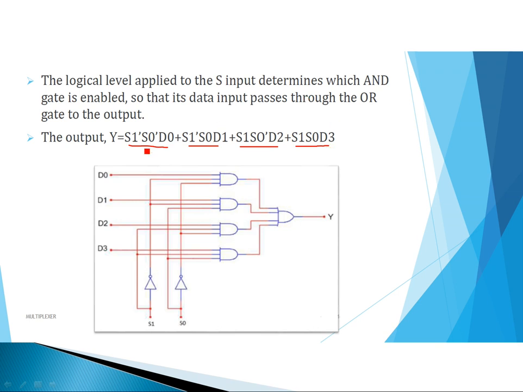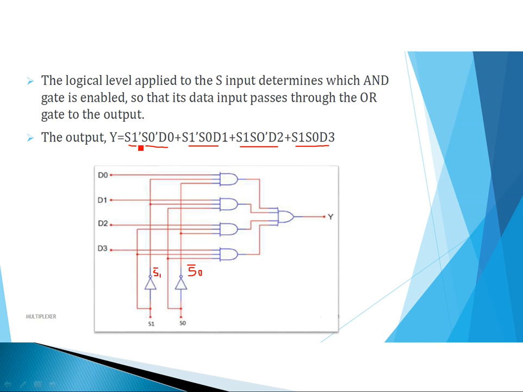For the same output expression, we have drawn this logic diagram. D0, D1, D2, D3 are the inputs. Here S0 and S1 are the select lines, and to get the complement of these select lines we use the NOT gate. So this is S0 bar, and the output of this NOT gate is S1 bar.